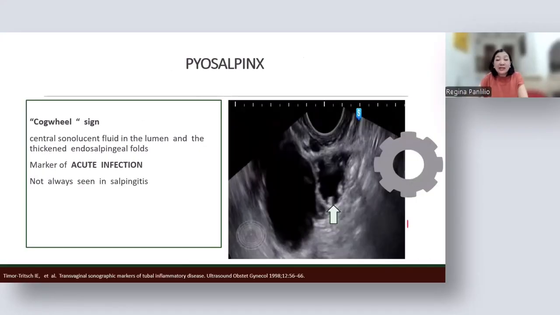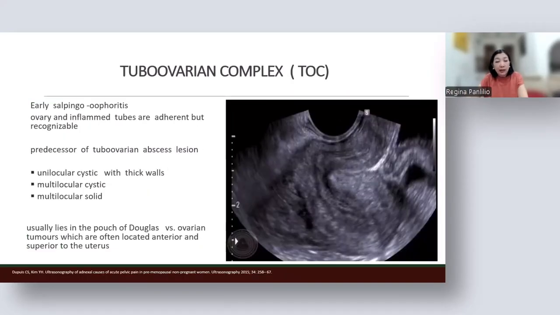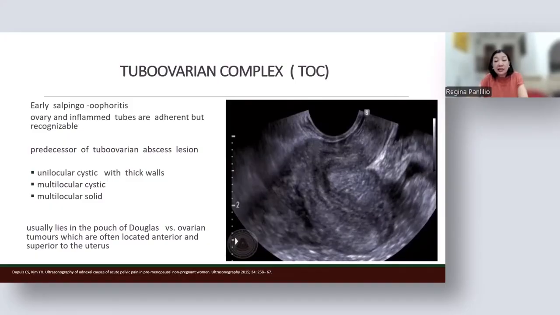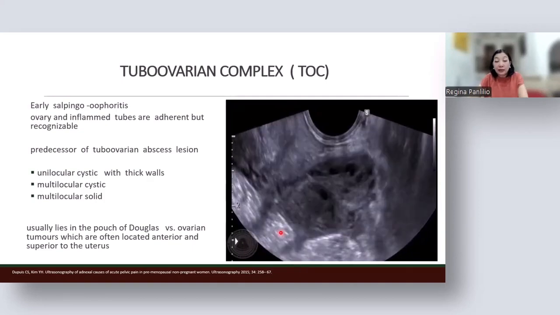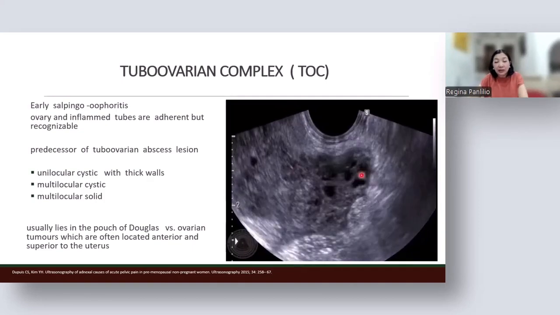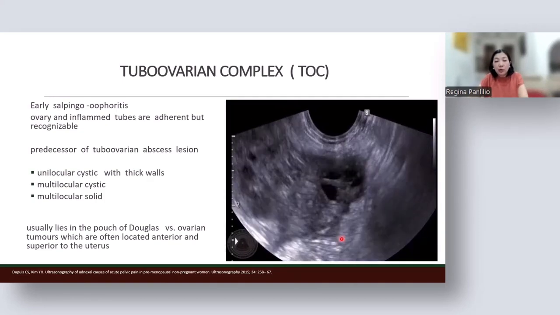Sometimes the so-called cogwheel sign is observed, and this is seen as internal mucosal folds within the dilated tube resembling a cogwheel or gear pattern that is a sign of acute infection. When the infection extends to the adjacent ovary, a tubo-ovarian complex is now formed. And this represents early salpingo-oophoritis, where the ovary and the tube are still recognizable but adherent to each other. You cannot separate them when you do your probe manipulation.